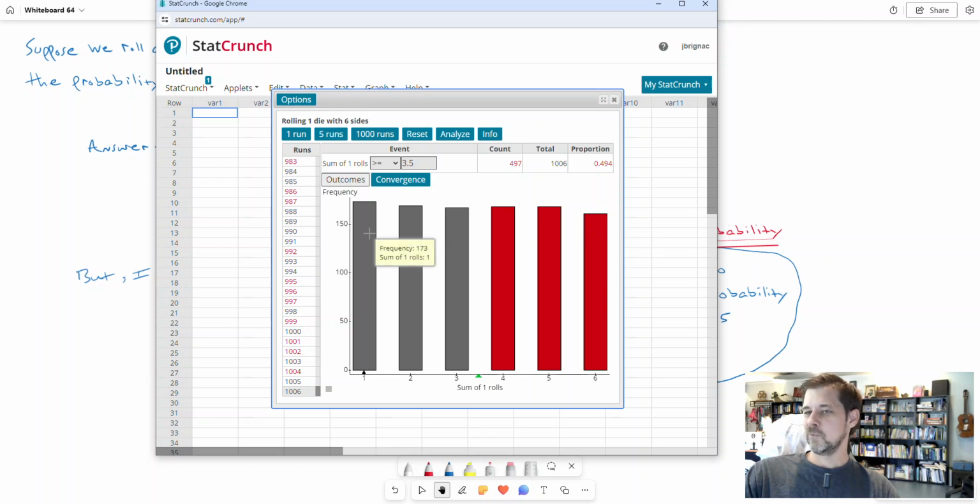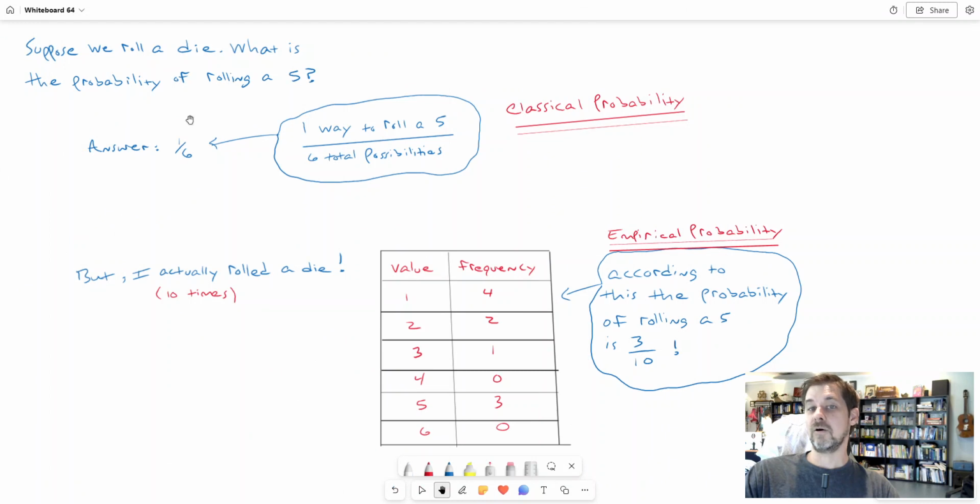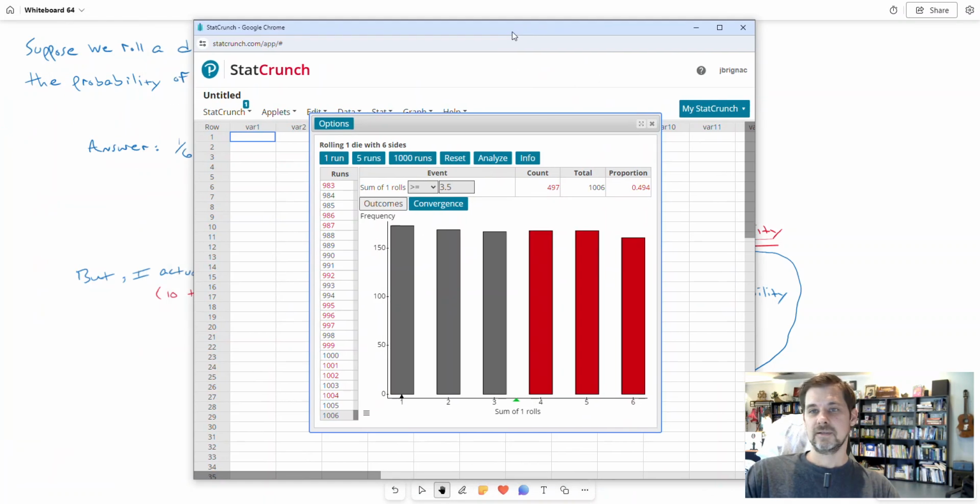I rolled more ones than any other number, and I rolled fewer sixes than any other number, but they're close, right? Here it says I rolled 173 ones and 169 twos. They're pretty close. They're not totally equal, but that's a lot closer to them being all 1 out of 6, it turns out. I could keep going and do 1,000 more times and 1,000 more. And if we just keep going, we'll see that individually they may bump up or down, but they're going to even out more and more if I keep going.